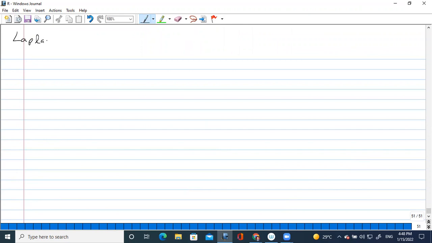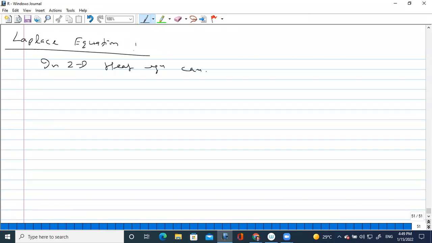Now next is the Laplace equation. Actually, this Laplace equation is the form of the 2D heat equation only. In 2D, the heat equation can be written as, actually my heat equation was diffusivity into U double X equal to UT. This was my heat equation.